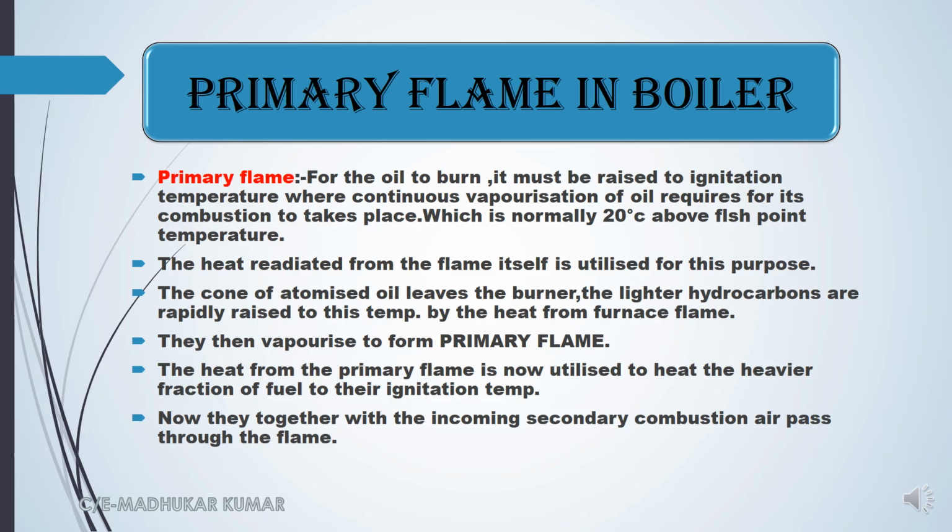The heat from the primary flame is now utilized to heat the heavier fraction of fuel to their ignition temperature. Means the heavier fraction, as we have seen earlier, the lighter and heavier fractions. So now the primary flame is providing sufficient heat for the heavier fraction fuel also, and they, together with the secondary combustion air which is coming and forming the air fuel mixture and passing through the flame, are sufficiently heated up to form the secondary flame.